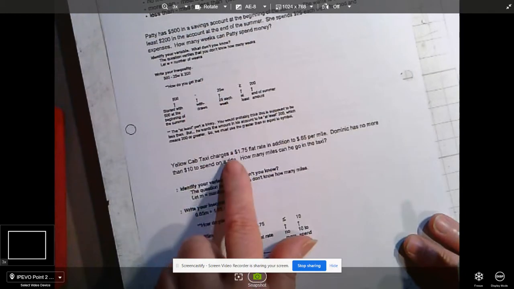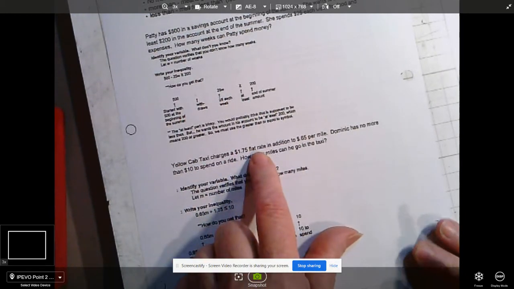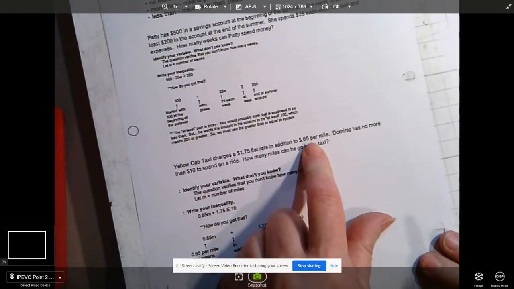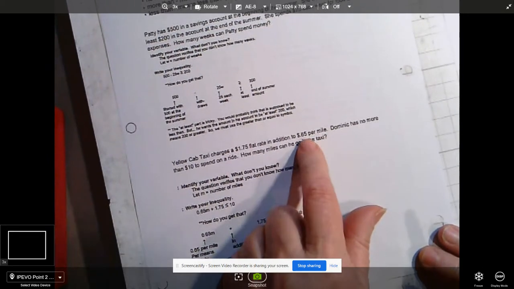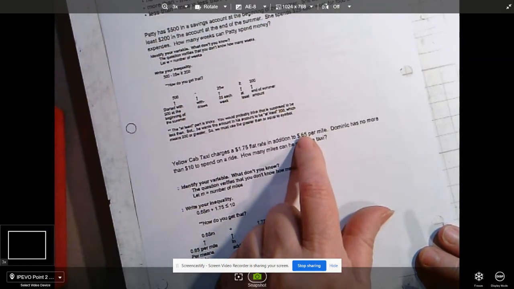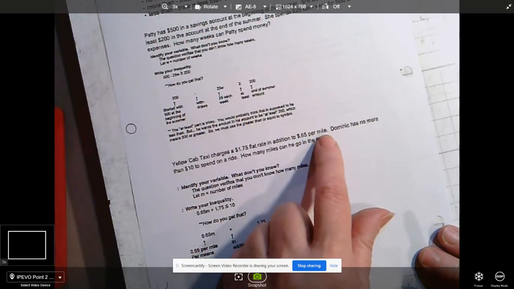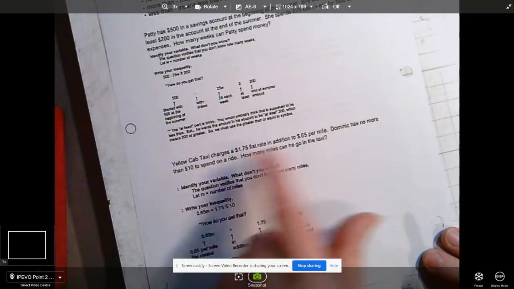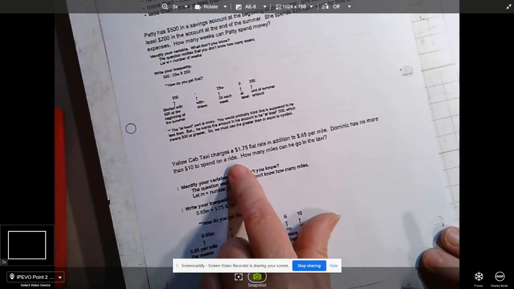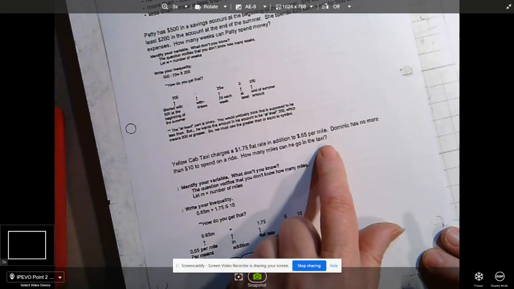The yellow cab charges $1.75 flat rate in addition to 65 cents per mile. So that's a rate. It's 65 cents for every mile. Dominic has no more than $10 to spend on the ride. How many miles can he go in the taxi?